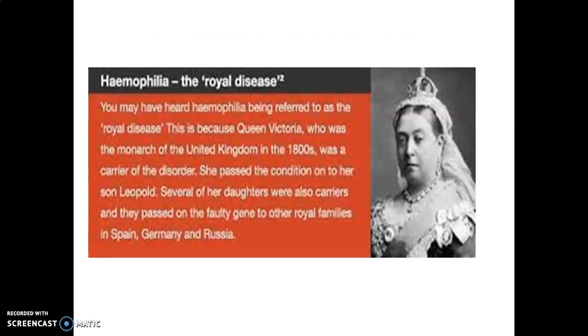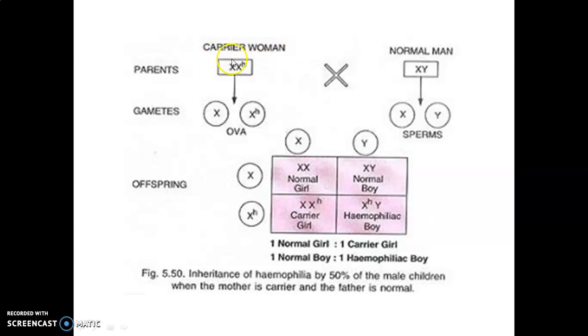Children, hemophilia is considered a royal disease. This is because of Queen Victoria, who was a monarch of the United Kingdom in the 19th century, and was the carrier of the disorder, and she passed this condition to her son. Like that, several daughters were carriers and passed this gene to their sons in the royal families in Spain, Germany and Russia. Children, you just analyze this cross.